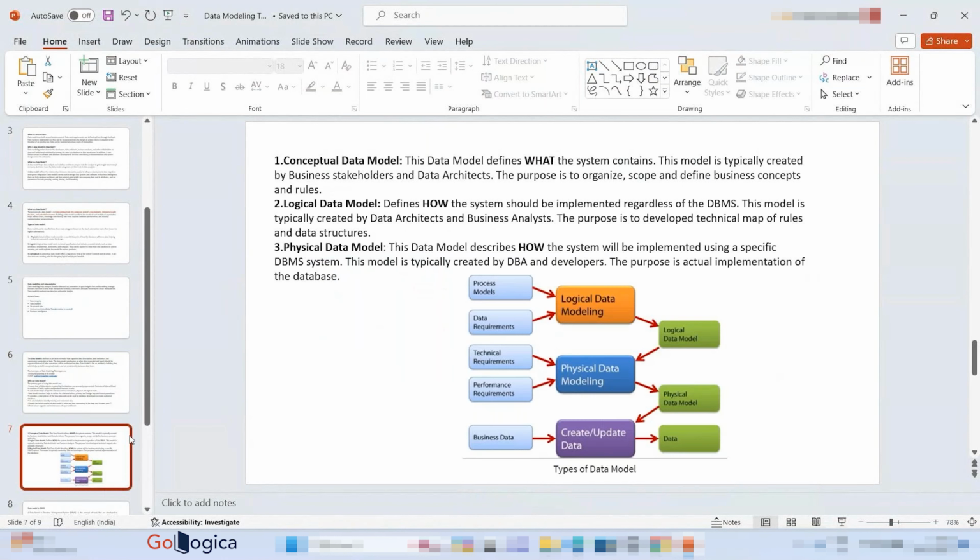So now we have this thing. See here, a logical model, physical model, and create a big database and so on. So in the logical model, we think about the process and the data requirements.